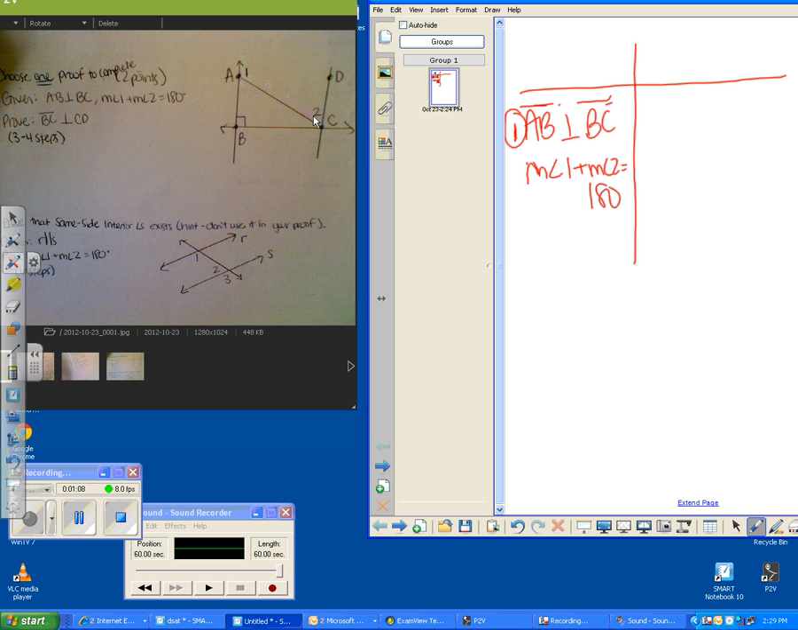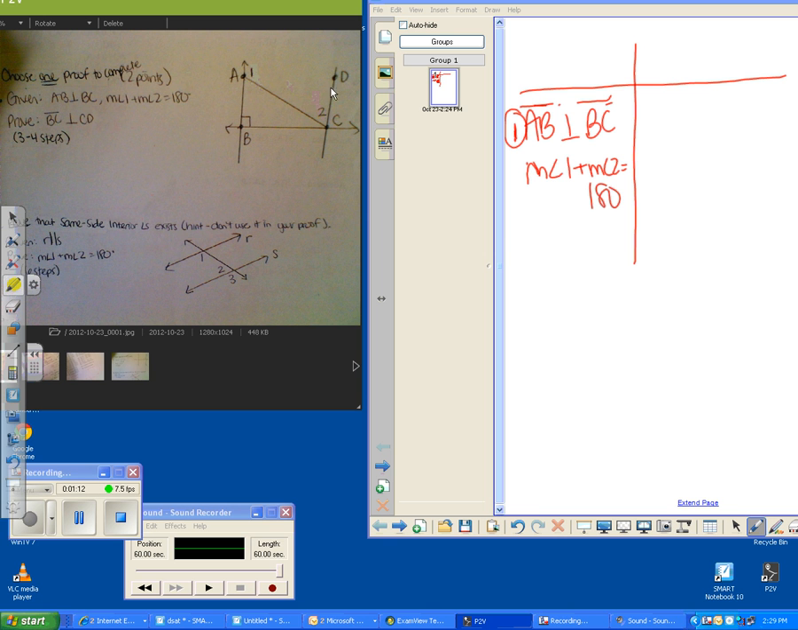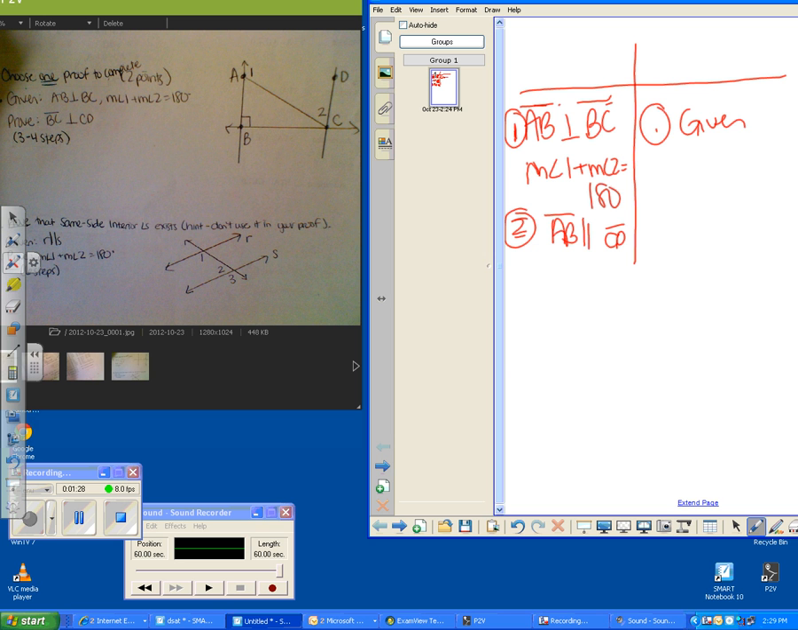Now, if angle 1 and angle 2 add up to be 180 degrees, if you notice, these are same side interior angles. So this one and this one are same side. So that means that this line and this line have to be parallel. So our second step is going to be, okay, AB has to be parallel to CD. And that's because they were same side interior angles.